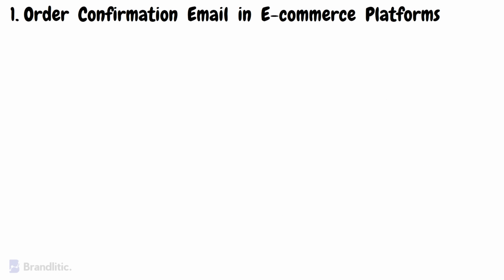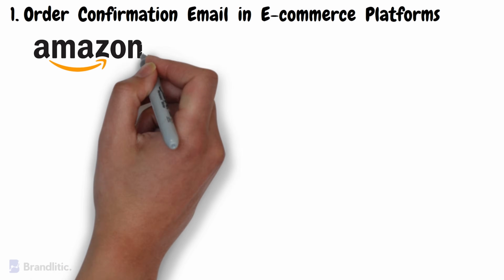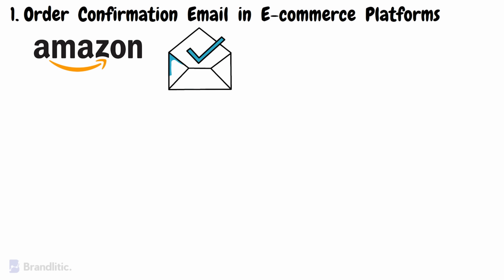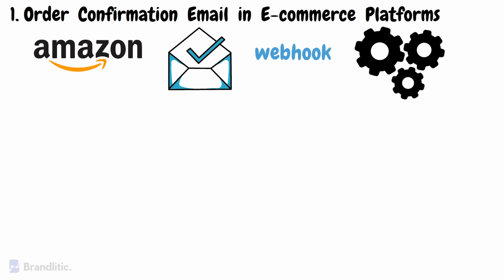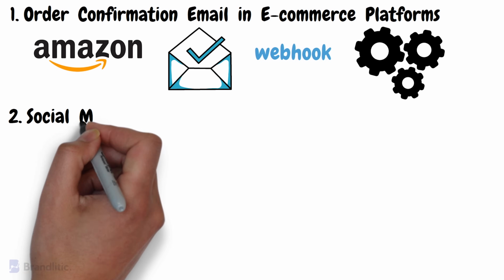Number 1, order confirmation email in e-commerce platforms. Imagine you bought something on Amazon and you receive an email immediately confirming your purchase. This confirmation email is sent via a webhook. When you complete the purchase, the online store's system triggers a webhook to tell the email service to send you that confirmation.